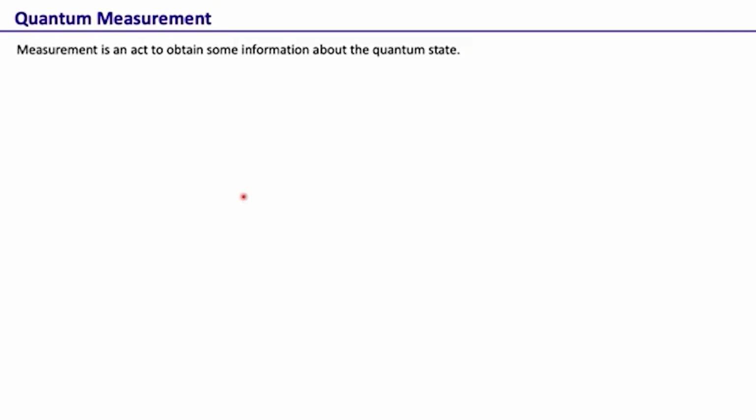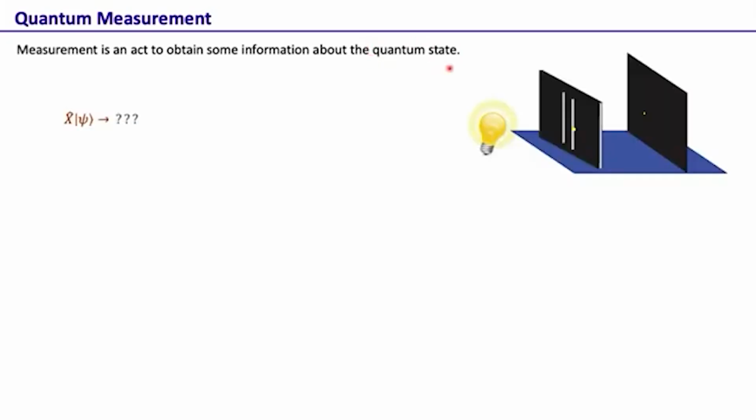So in this lecture we want to study quantum measurement. Now measurement in quantum mechanics is basically an act to obtain some information about the quantum state. A quantum state is usually a black box, and until we act on it with some operator, we do not obtain any information. So in order to obtain some information, we have to act on the quantum state using some operator.